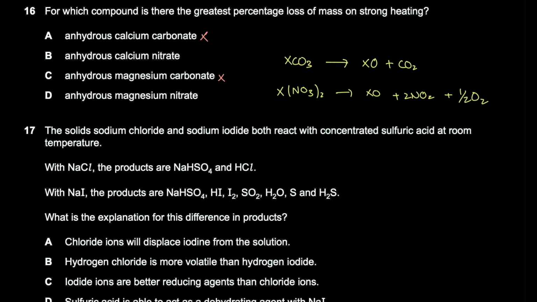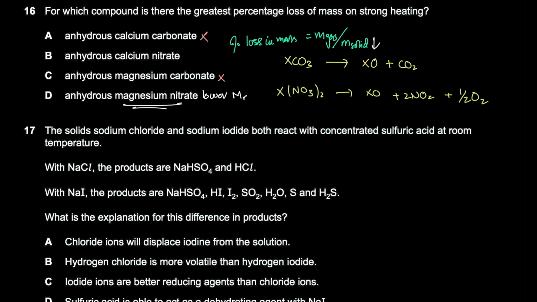And now the percentage loss in mass will be the mass of gas divided by the mass of the initial solid. Now, because magnesium nitrate has a lower MR, that means that it has a lower mass per mole. And because it has a lower mass per mole, the percentage loss in mass will be greater.